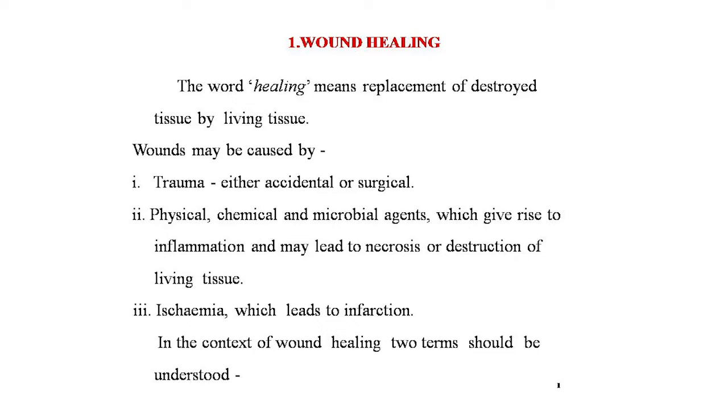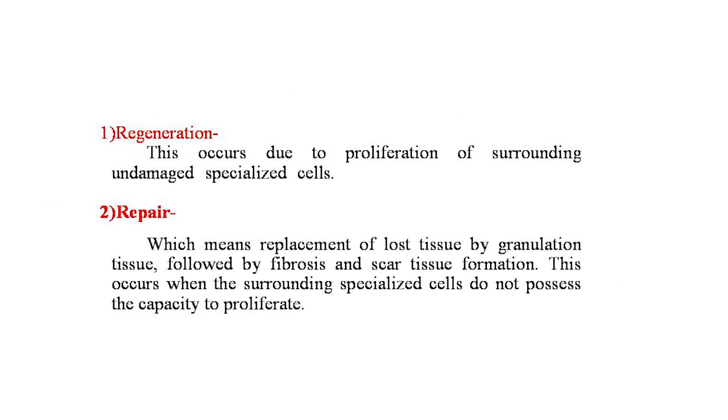In the context of wound healing, two terms should be understood. First is the regeneration and second is the repair. Regeneration means the replacement of lost tissue by tissue similar in type. This occurs due to the proliferation of the surrounding undamaged specialized cells. The term regeneration should not be confused with the term reconstitution, which means coordinated regeneration of several types of the lost tissue resulting in reformation of whole organ or the limb.